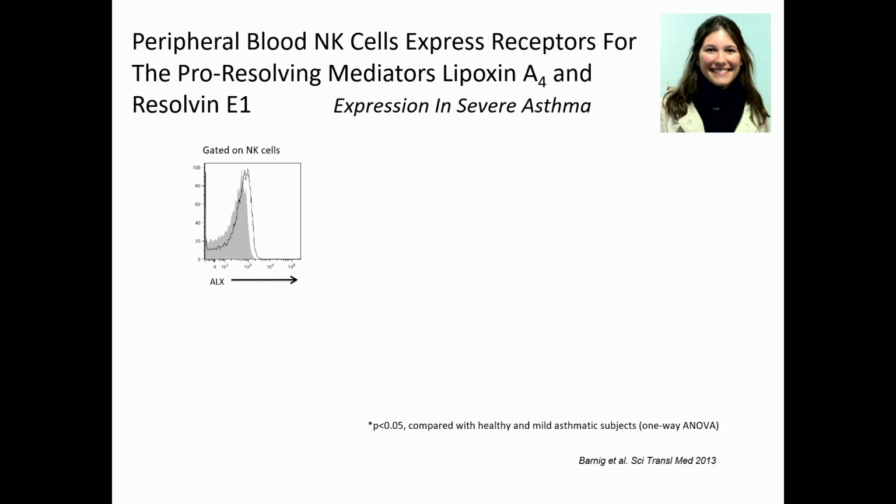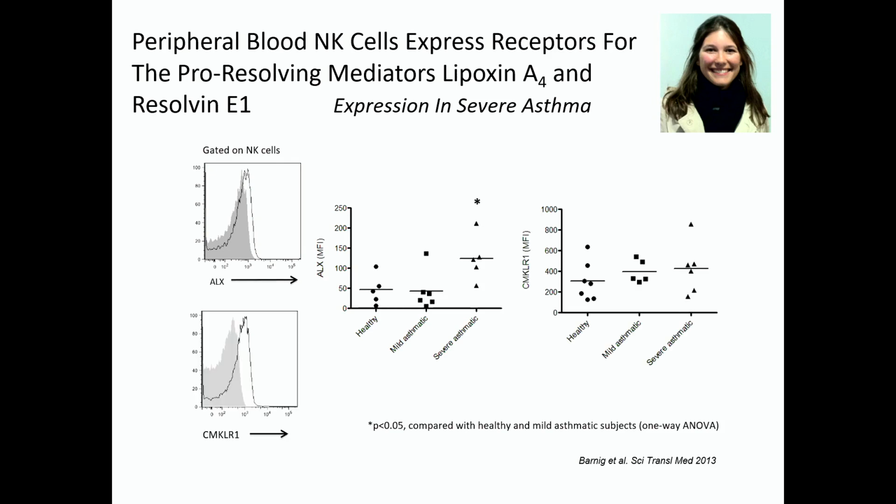We translated this early work to human severe asthma with Cindy Barnig initially, and we obtained peripheral blood natural killer cells and looked first to see if they expressed receptors for SPMs, and they expressed receptors for both lipoxin A4, this ALX/FPR2 receptor, as well as resolvin E1, the CMKLR1 receptor. And here you can see in healthy, mild asthmatic, and severe asthmatic, that the ALX receptor in particular was distinctly increased in the setting of severe asthma, so we wanted to look at that in more detail.